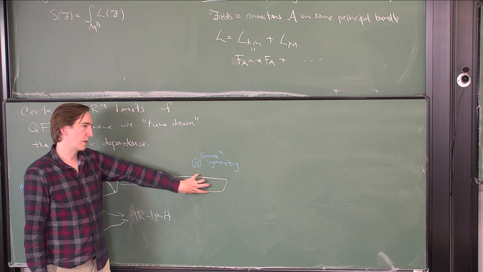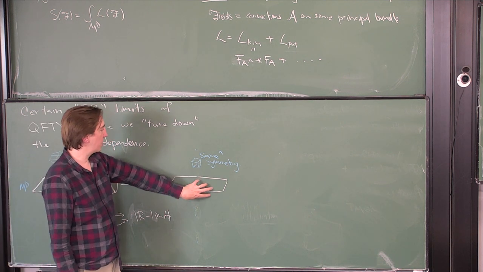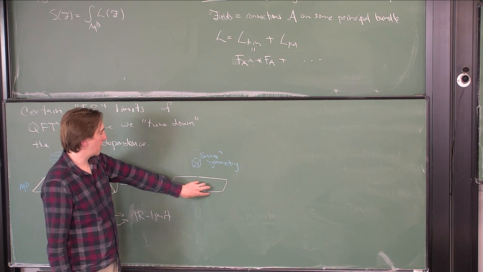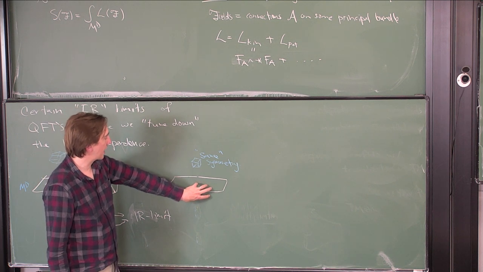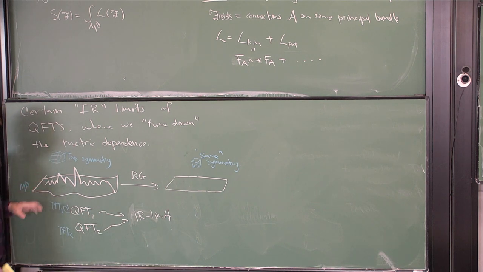This is the realm of mathematics. So if you can somehow argue what the IR limit is, and then you can detect an anomaly here, well, that implies there's an anomaly here, and maybe gives you some insight into how to guess it.